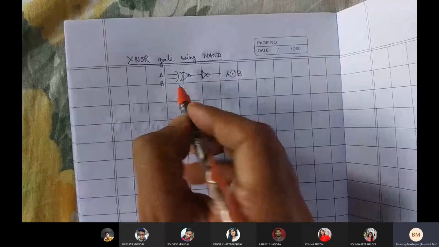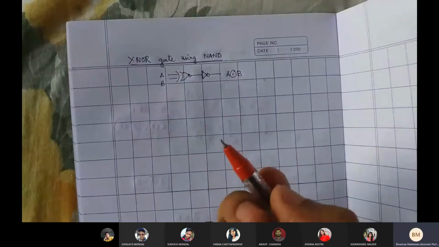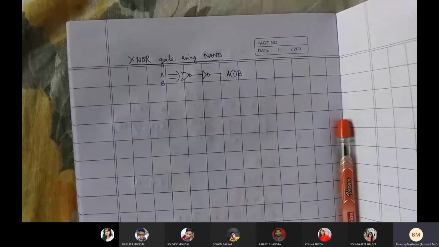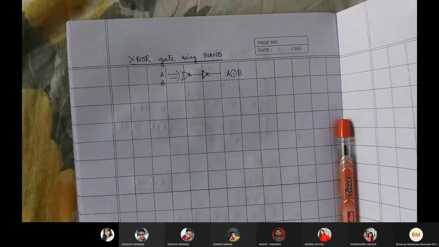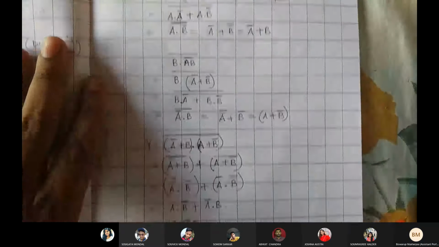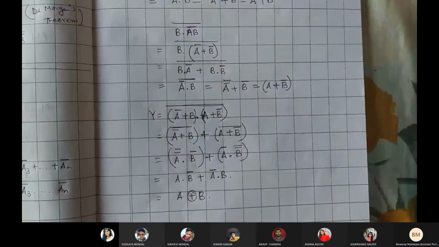First of all, we need to have all. Sir, please open the previous page once. Okay, sir.